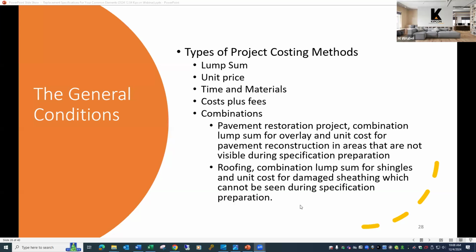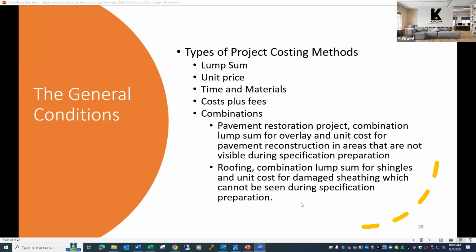Sometimes projects can be bid on based on time and materials. How long will it take the contractor to do something? We may ask for a cost per hour for certain types of labor, or if there are extra materials needed, what would be the contractor's markup on those materials?